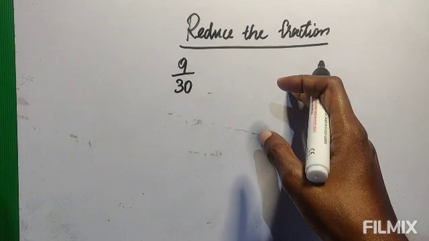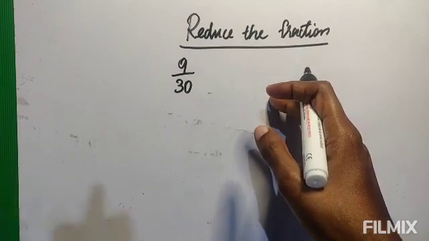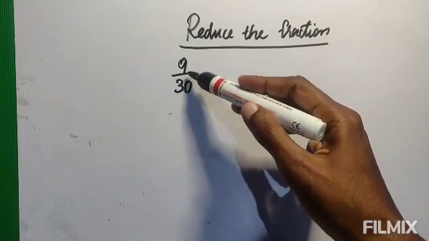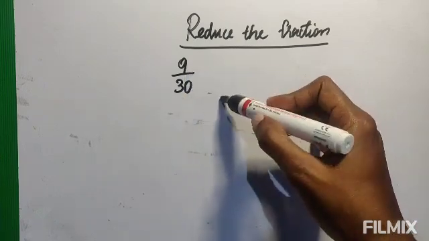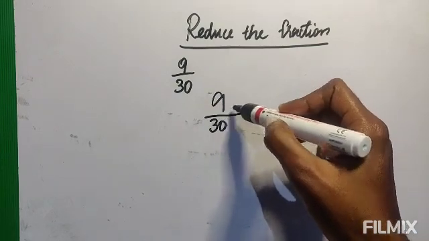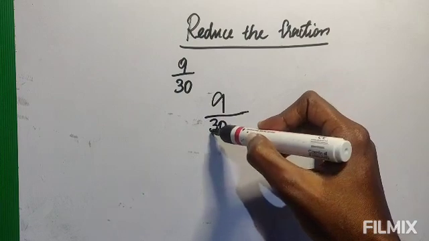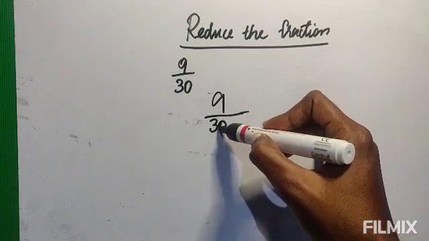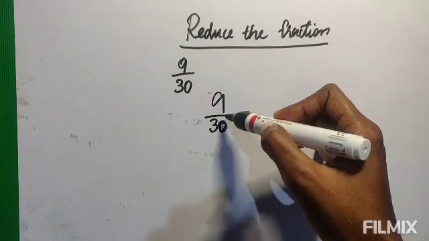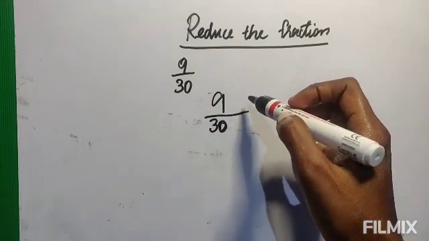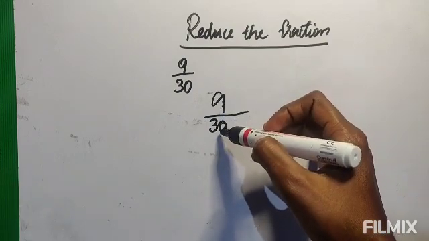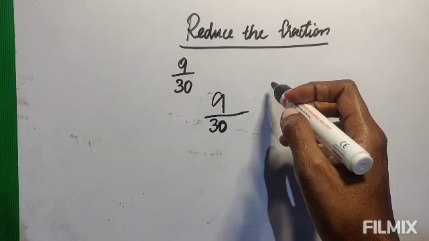the division method. Using the divisibility test, you have to check both the numerator and the denominator, which number can divide both the numbers. You see, 9 is an odd number, 30 is an even number, it is ending in 0. So one is odd, one is even, so 2 cannot divide. 2 can divide only even numbers. So 2 cannot divide 9, but it can divide 30, so you cannot divide by 2.